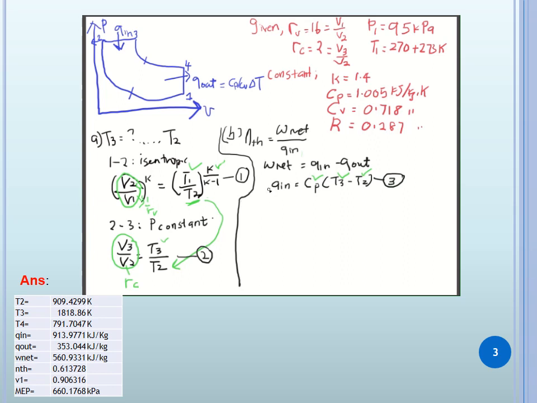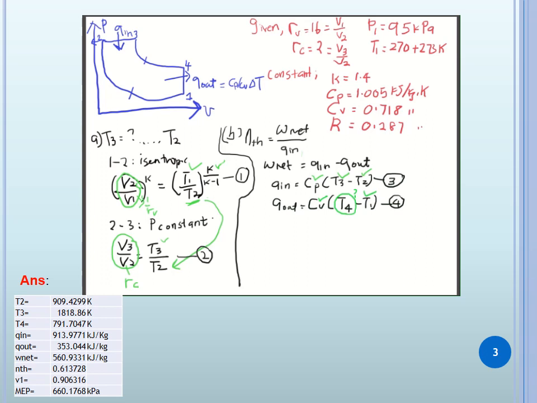So now, after solving Q in, let's find out what Q out is. Let's calculate Q out. In Q out, we know that the volume is constant, and therefore we use CV here. T4 minus T1. But as we can see here, we have the value for T1, we have constant CV, but we don't have T4. And therefore, we need to find out T4.